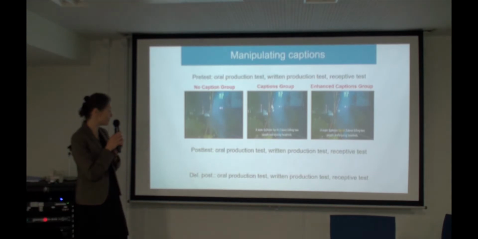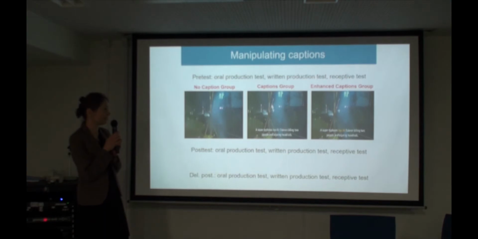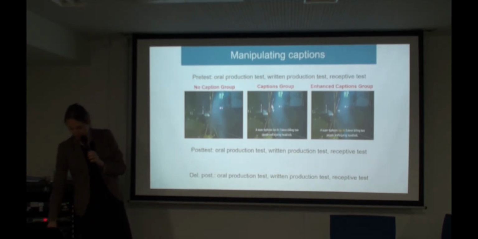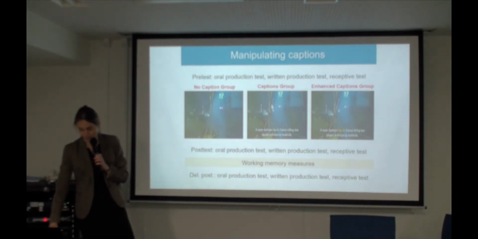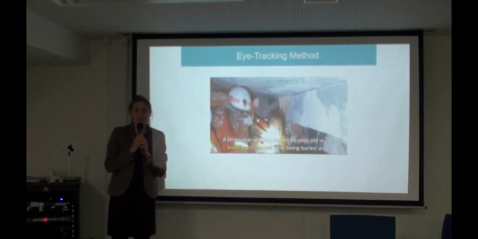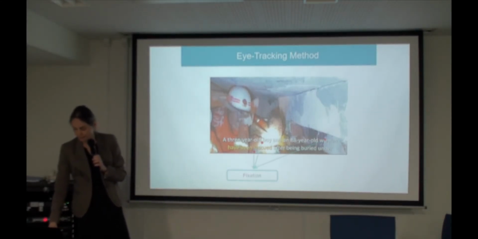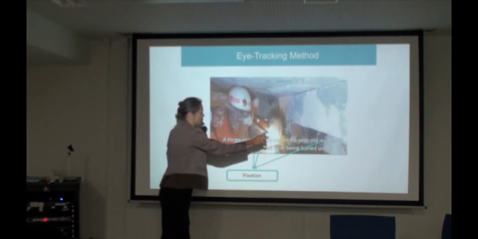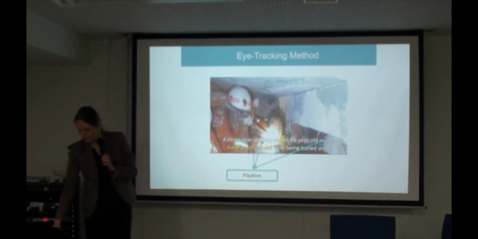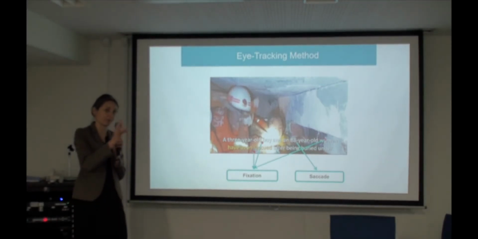We had a pre-test, post-test, and delayed post-test. We had different types of tests, an oral production test, a written production test, and the receptive test. And again, we had a number of working memory measures, which I'm going to go through soon. We also used eye tracking in this study. While participants were looking at the captions, we also tracked their eye movements. In this way, we would have information about fixations, when they were looking at the screen. These little circles are fixations, and also we had some measures for the saccades, how much participants actually jump between fixations.